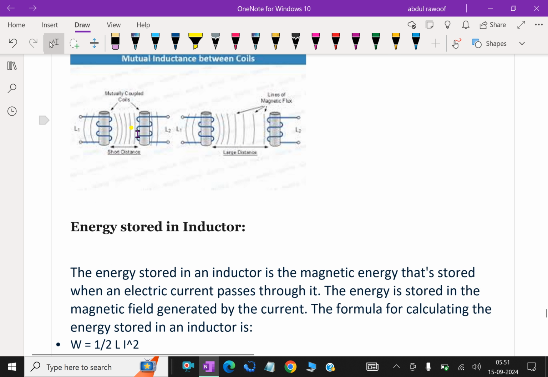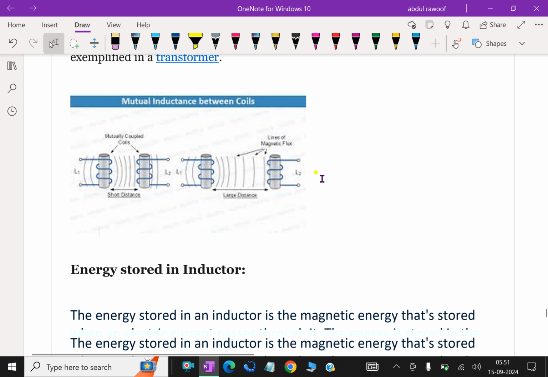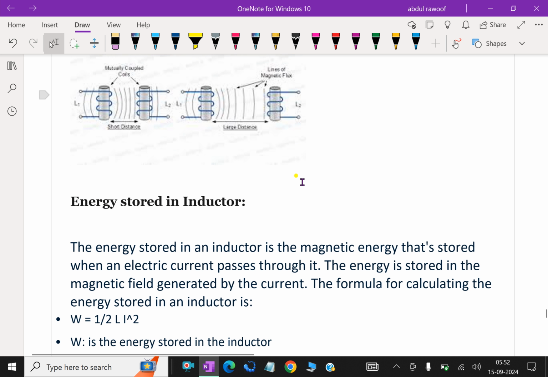Even though it is not touching, mutual inductance is created because of the changing current in the primary coil, and it induces a changing EMF in the second coil. So this fact is used for the transformer.